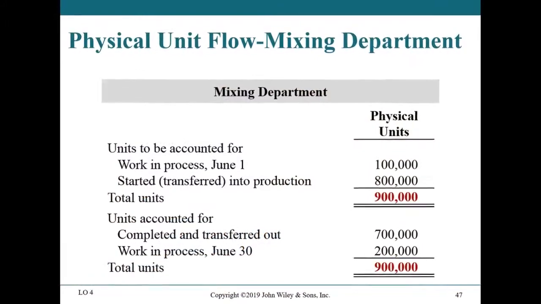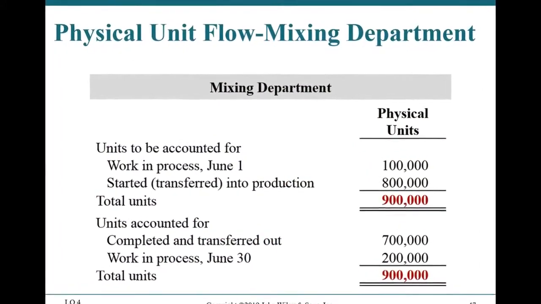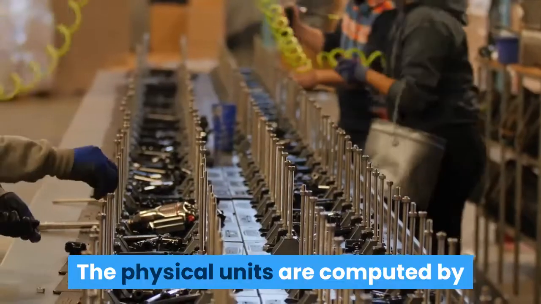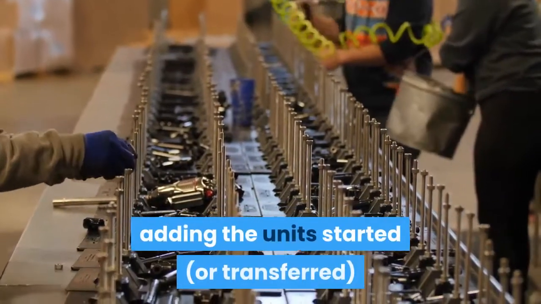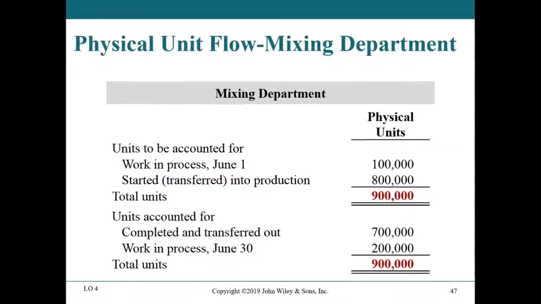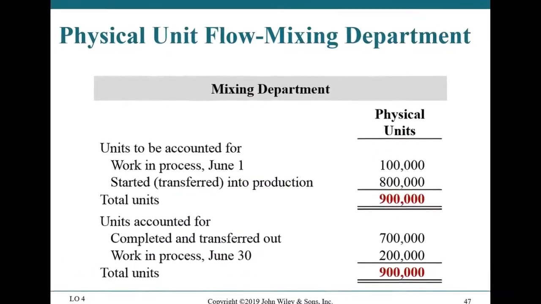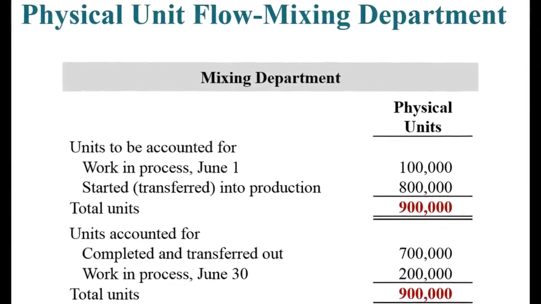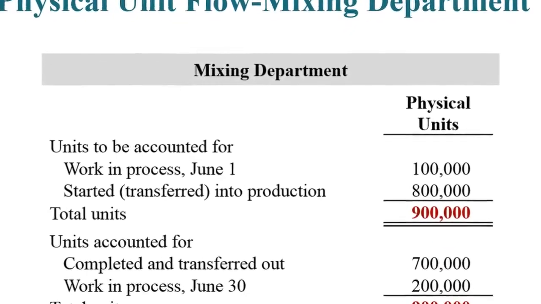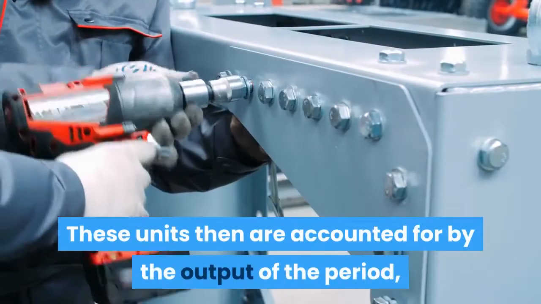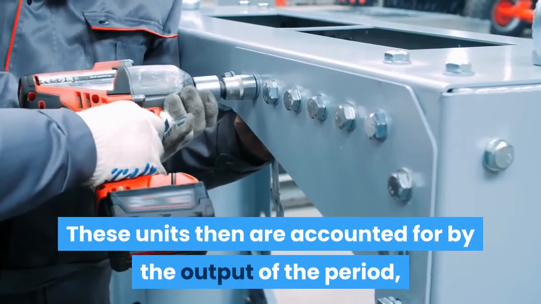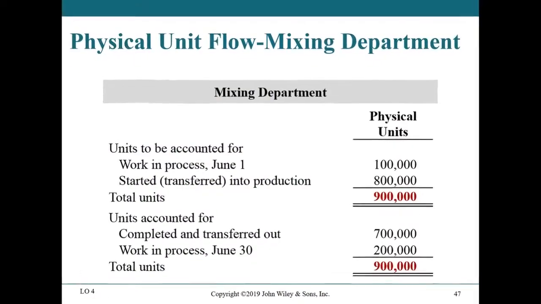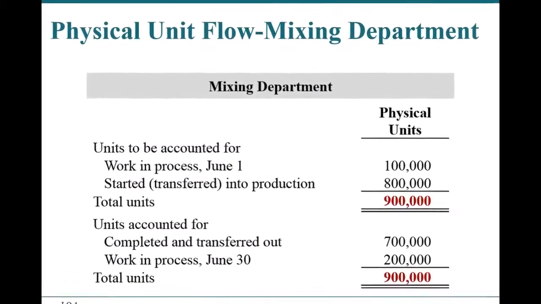The first step in completing a production cost report requires computing physical unit flow. The physical units are computed by adding the units started, or transferred, into production during the period to the units in process at the beginning of the period. This amount is called the total units to be accounted for. These units then are accounted for by the output of the period, which consists of units transferred out during the period and any units in process at the end of the period.